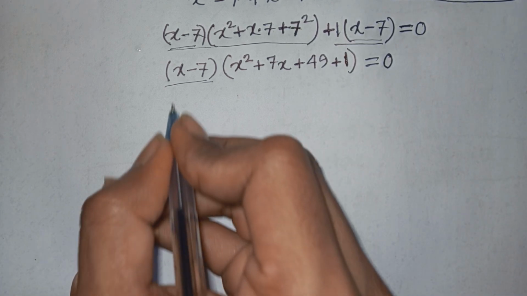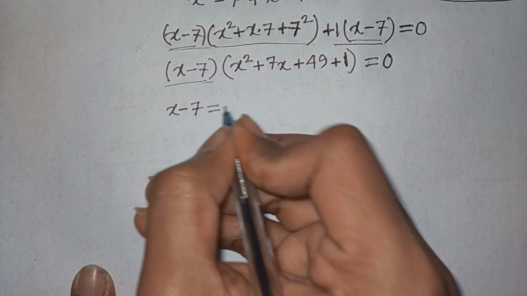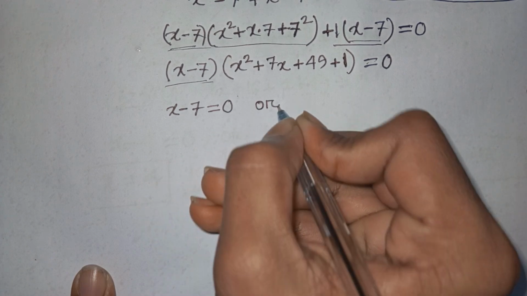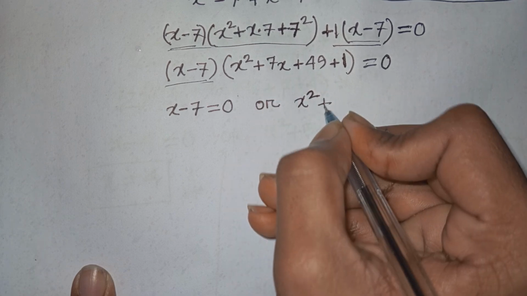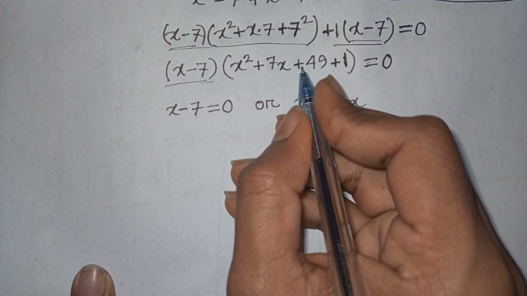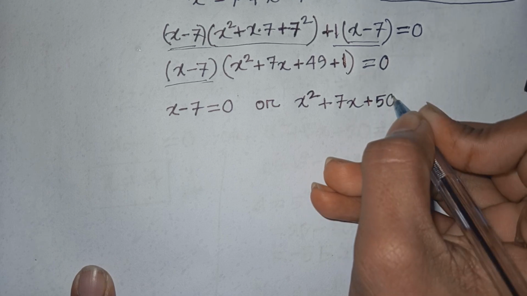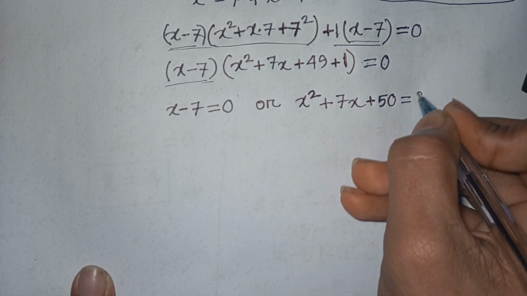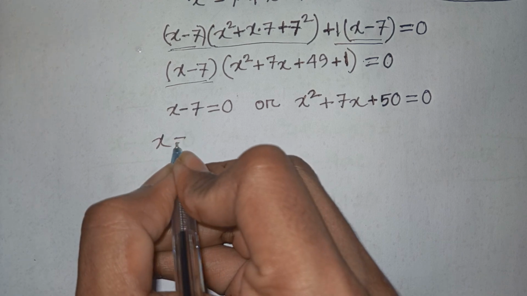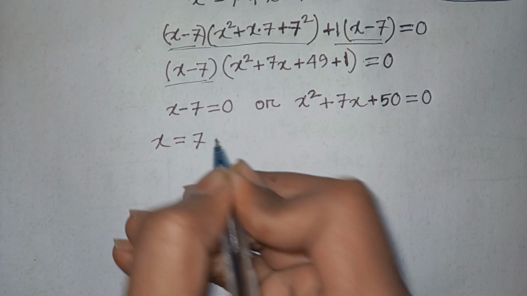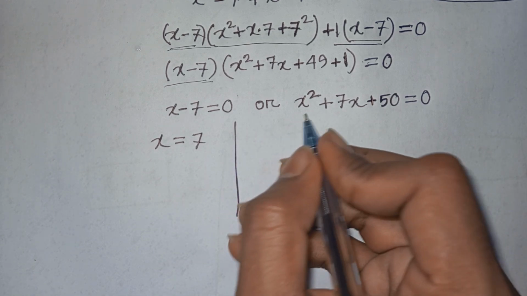Now we can write here x minus 7 is equal to 0, or x square plus 7x, then plus 49 plus 1, that means it will be plus 50, then is equal to 0. Now x is equal to this minus 7 take to the right side, so this will be plus 7. Or here you can apply quadratic formulas.